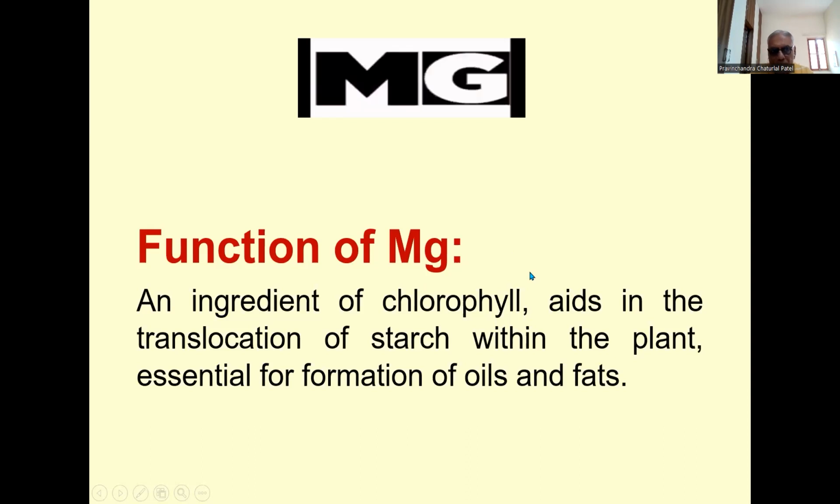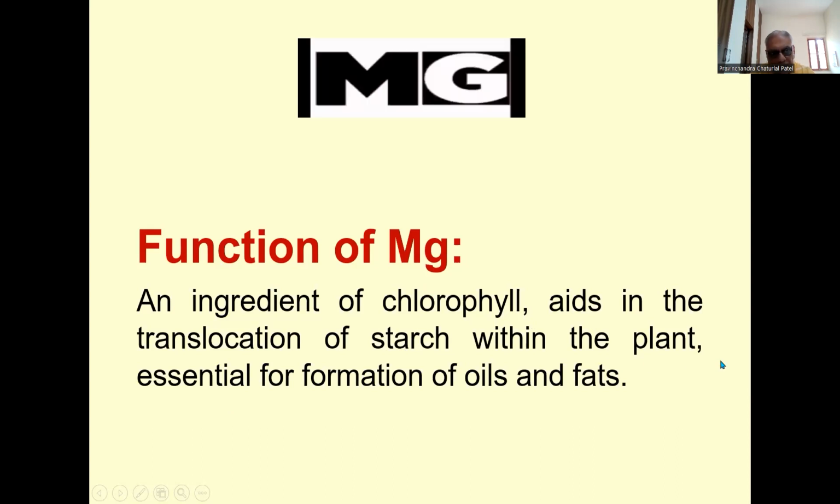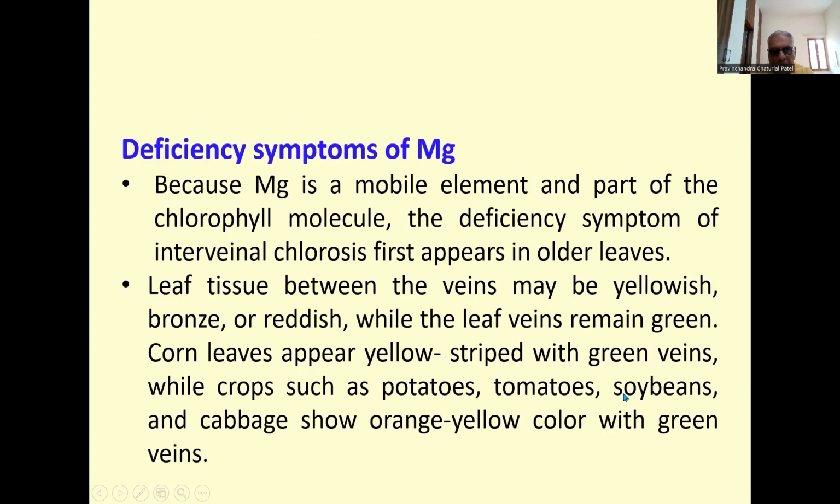The function of magnesium, an ingredient of chlorophyll, is to aid in the translocation of starch within the plant, essential for the formation of oil and fats. So now, the deficiency of magnesium.